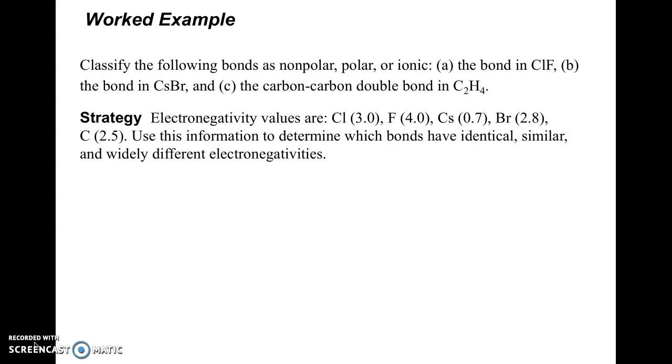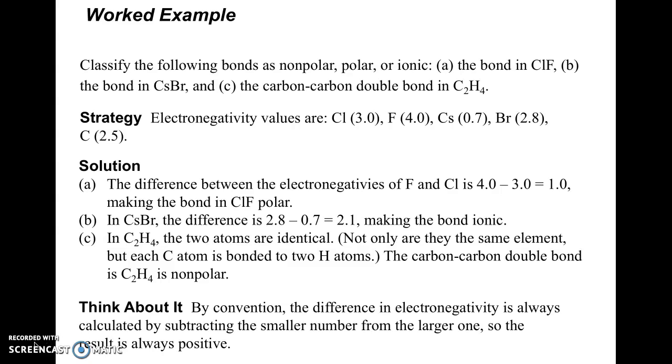All right, so we have a worked example here. Classify the following bonds as nonpolar, polar, or ionic. We're looking at the bond in chlorine fluoride, cesium bromide, and the carbon-carbon double bond in ethylene. And under strategy, they give you those electronegativity values, so you have something to work with. All right, and the solution is this. If you're looking at the chlorine fluoride, you only get a difference of 1, from 4 to 3. So this is a polar compound.